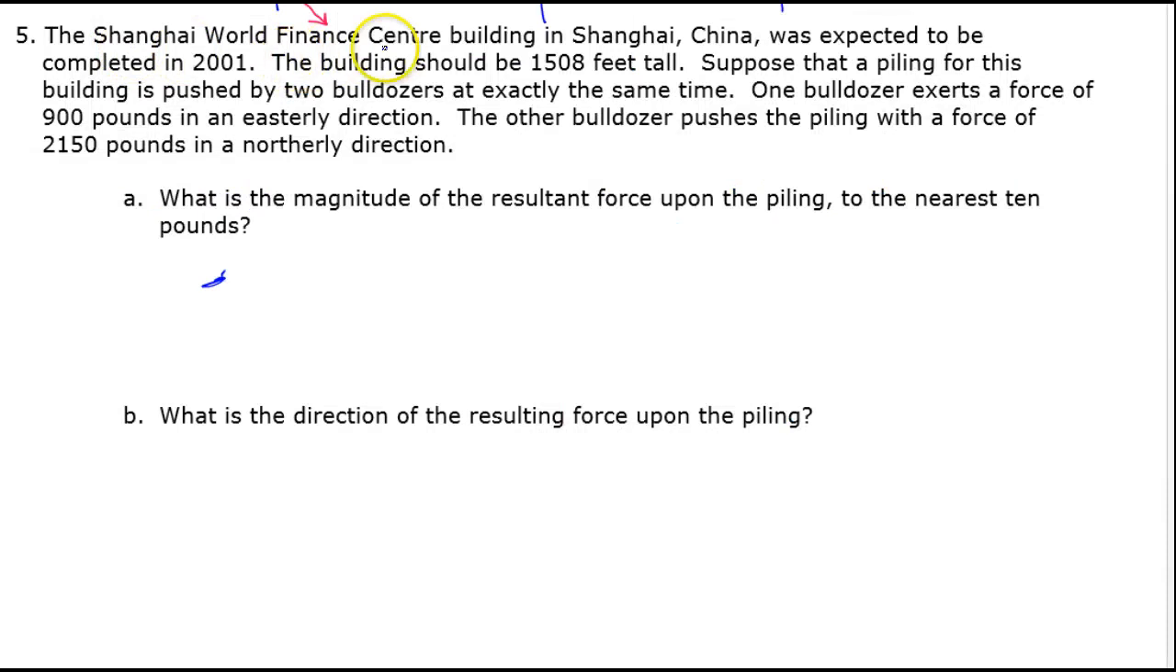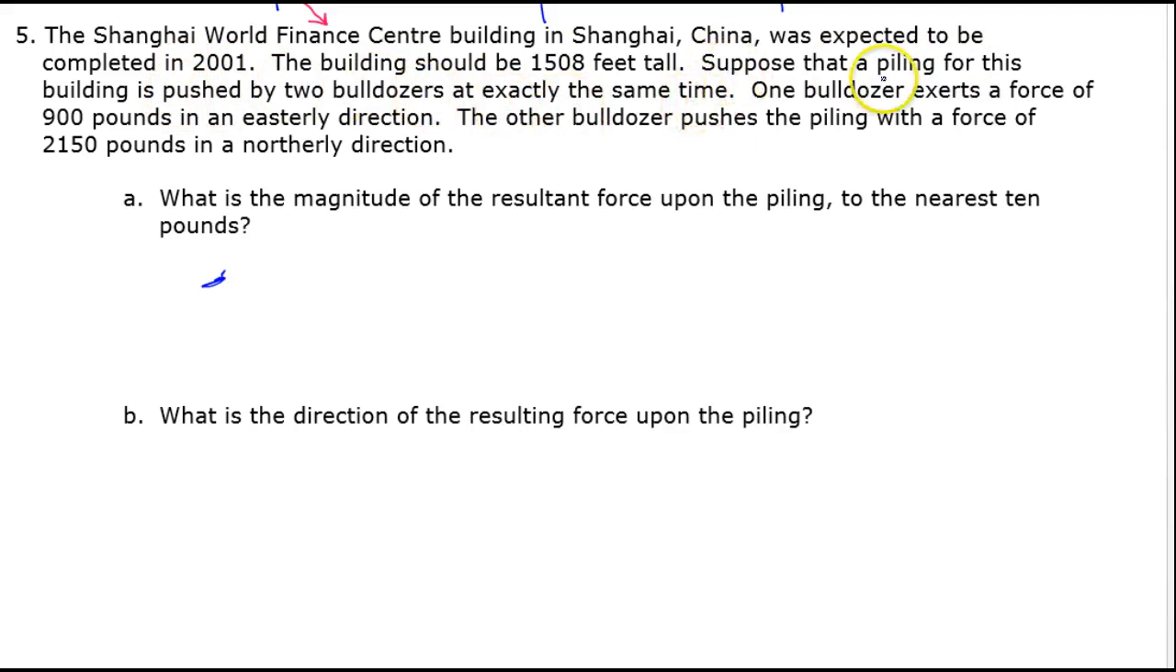The Shanghai World Finance Center building in Shanghai, China was expected to be completed in 2001. That's some superfluous information for a vector problem. The building should be 1,508 feet tall. Also unnecessary to the problem. Suppose that a piling for this building is pushed by two bulldozers at exactly the same time.